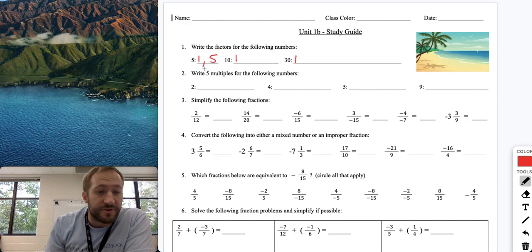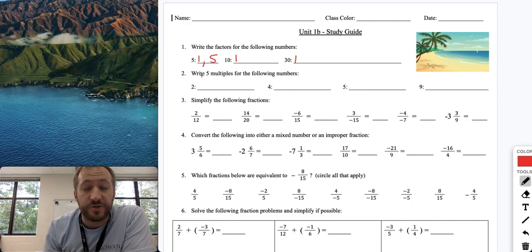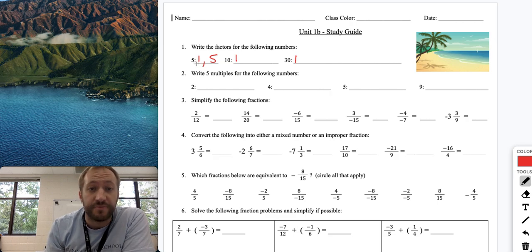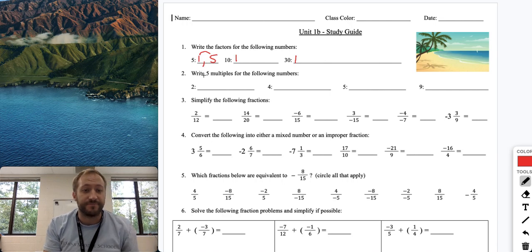Every factor comes with a pair. That's because when we talk about factors, we're looking for numbers that go into something else. So we're looking for the numbers that go into 5 evenly. So whenever we have factors, we kind of have a factor pair. I can check that these are right because 1 times 5 gives me 5. That means this number goes into 5 and this number goes into 5. They both do. When I have the factor pair, I know I won't forget any that way.